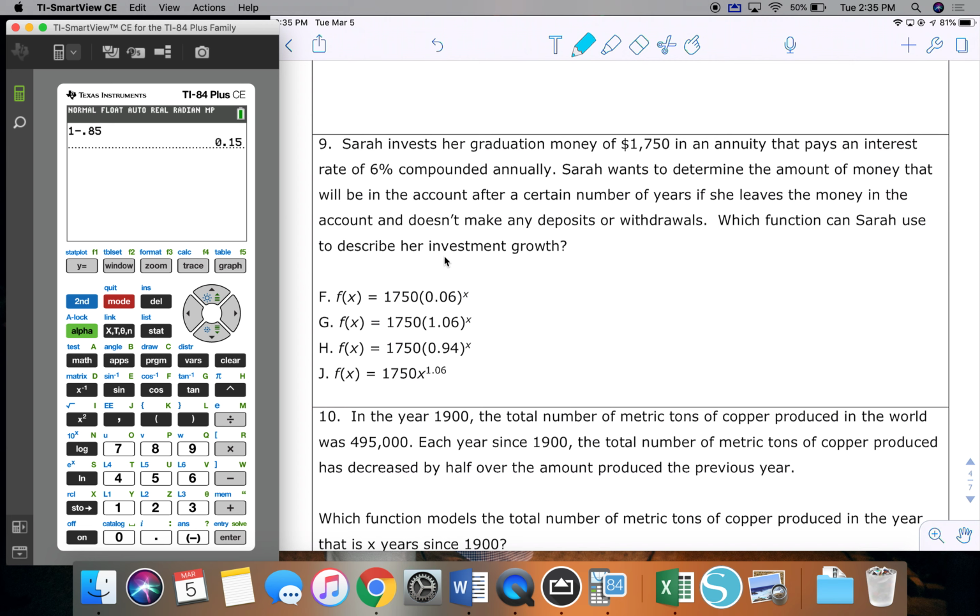Problem 9, Sarah's investing graduation money. She has $1,750 that pays an interest rate of 6% annually. So this is how much she starts with. All of these answer choices have that starting. Now keep in mind, we've never seen something that looked like that. So let's go ahead and mark that out. And then it's growing. So we have 1 plus her rate as a decimal. So 1.06, well, that's not growing and that's not growing. G is the only one that shows a growth for the equation.